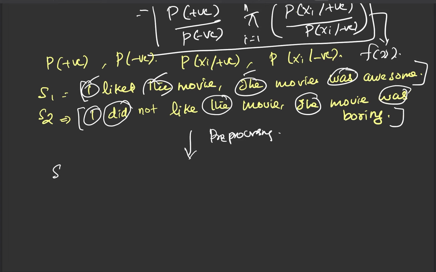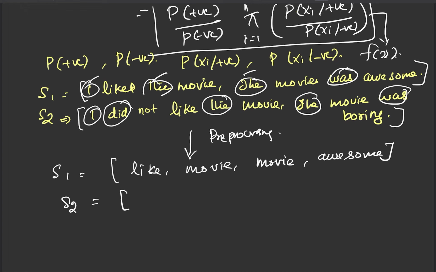And then how would the sentence look? This would look like: like, movie, awesome. And my second sentence would look like: not like movie, movie bore. After applying stemming, boring will become bore, liked will become like.